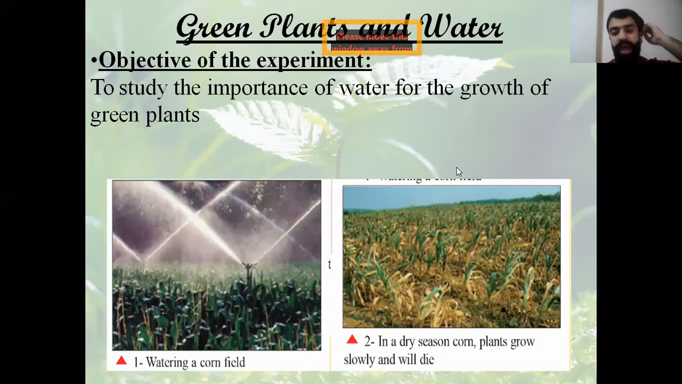In this experiment, we have two figures. Figure 1 contains a cornfield that contains water, while in figure 2, we have a cornfield in a dry season, so there is no water. The variable factor between these two figures is that in figure 1 we have water, and in figure 2 we don't have water.